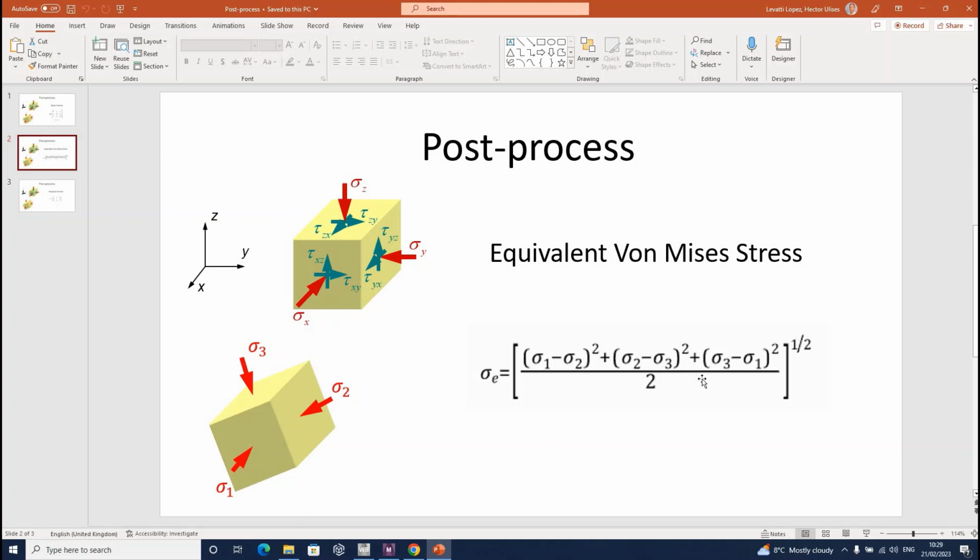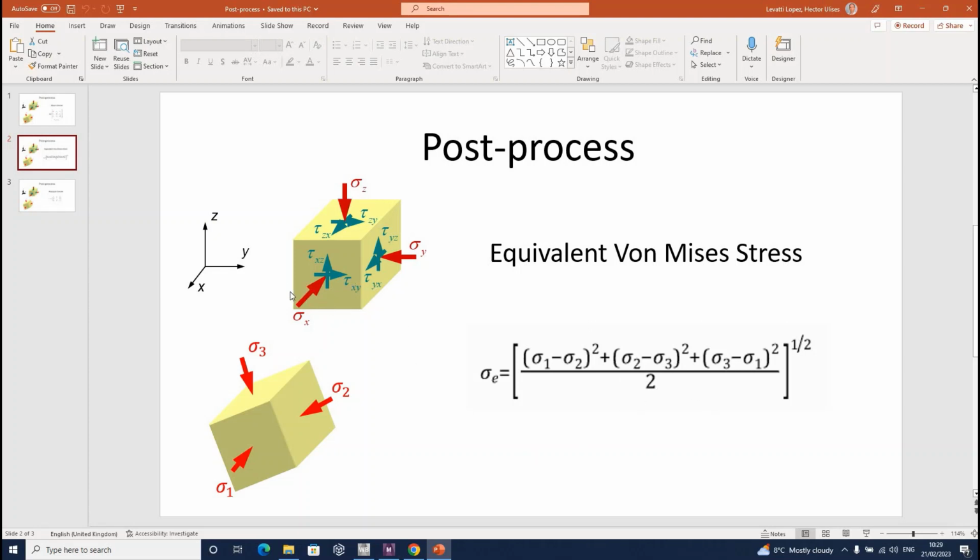Where you see sigma 1, sigma 2, and sigma 3, all the stresses are squared and divided by 2, and after, if you apply the square root, of course, you will get a positive value for this stress. And the stresses inside the brackets are the principal stresses, so you have to remember the definition of principal stresses.